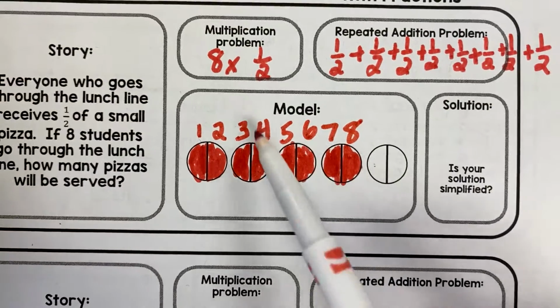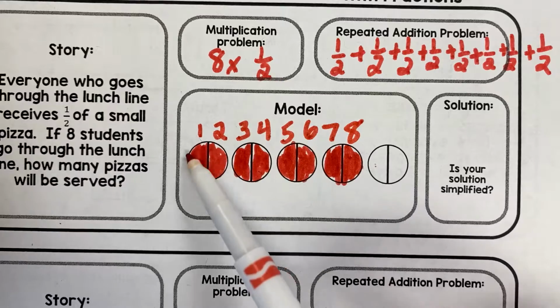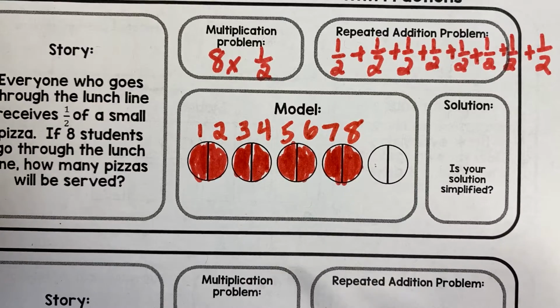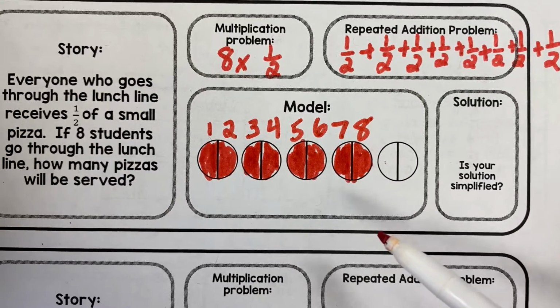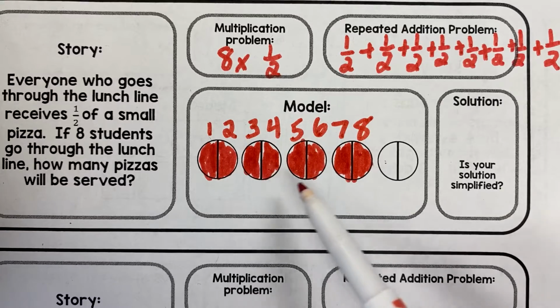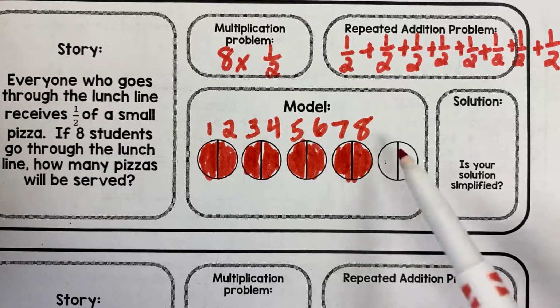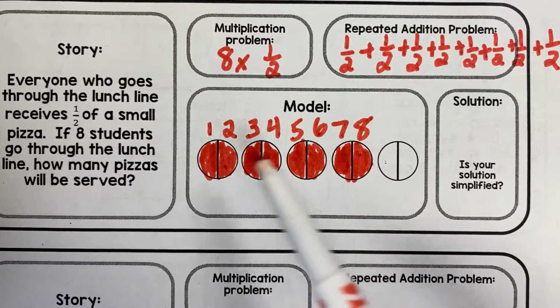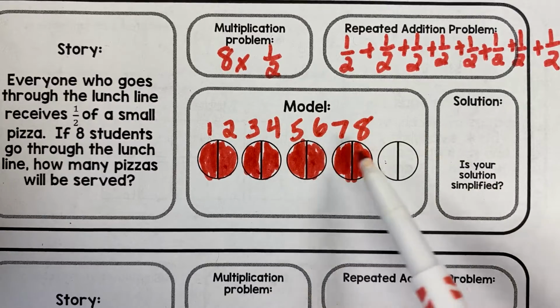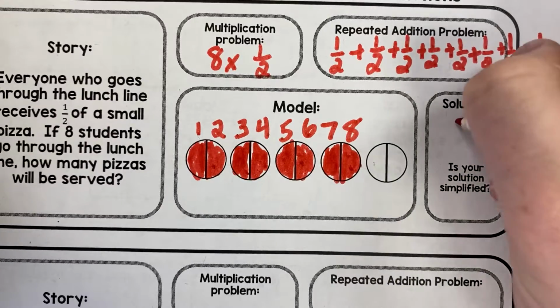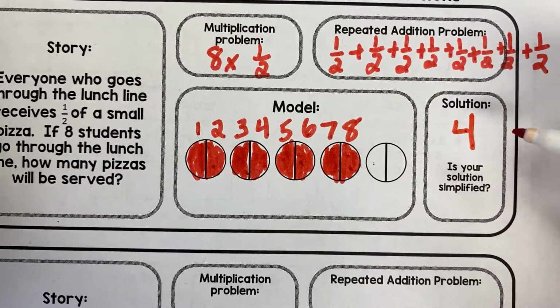So if you look, I did 1/2 8 times. So all I have to do to figure out my answer for how many pizzas will be served is see what fractions I have here. So in this case, I see I have 1 whole, 2 wholes, 3 wholes, 4 wholes, which means our answer would be 4 wholes.